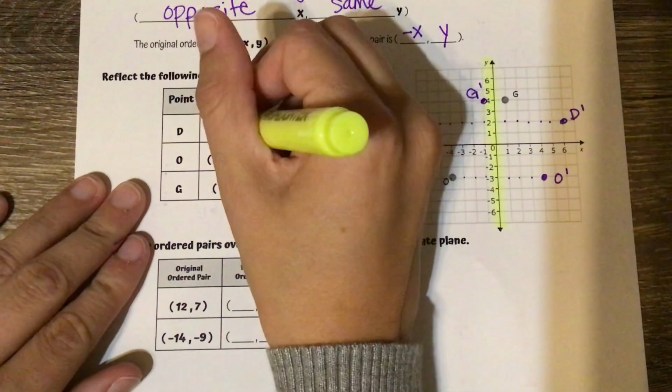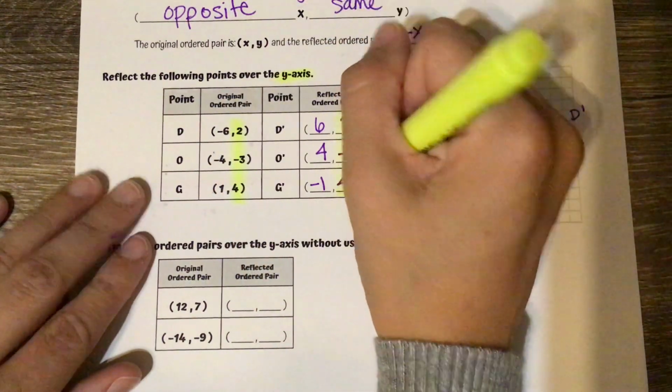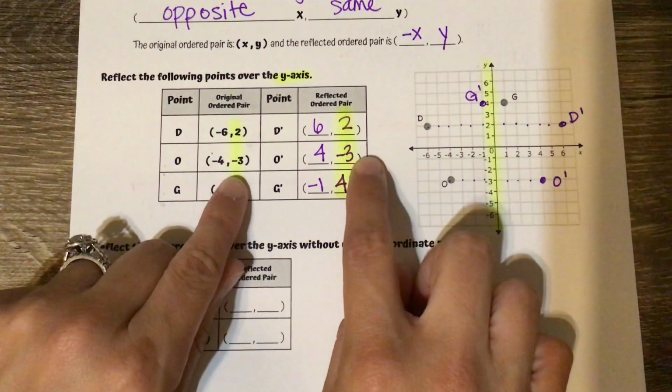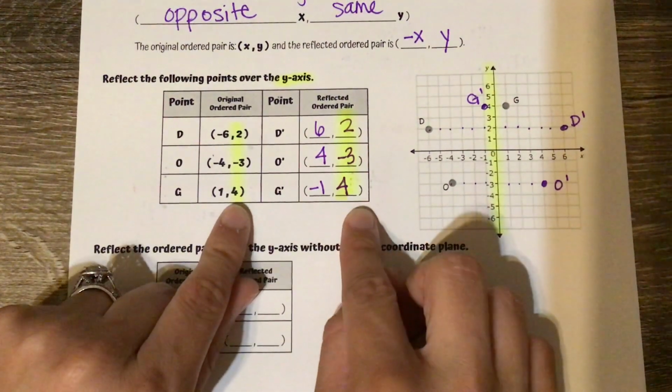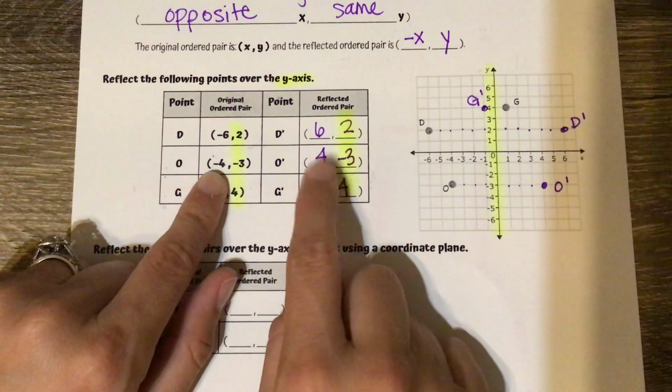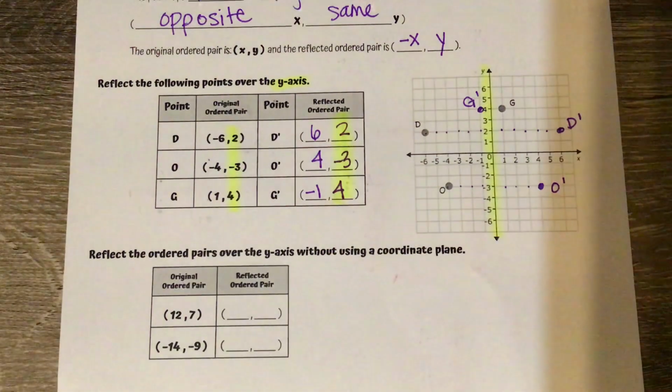Again, we should be double checking. Our y values should be the same. Our x values should be the opposite. So 2 stayed 2, -3 stayed -3, 4 stayed 4. -6 became +6, -4 became +4, 1 became -1.